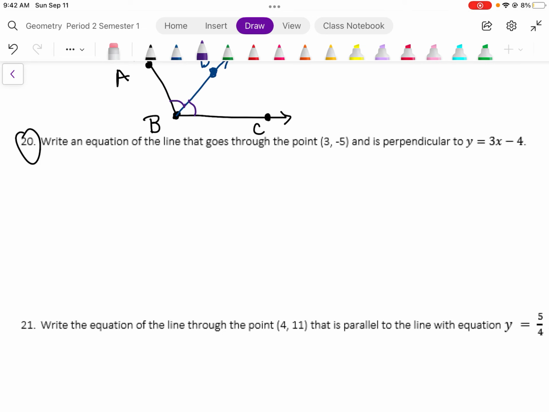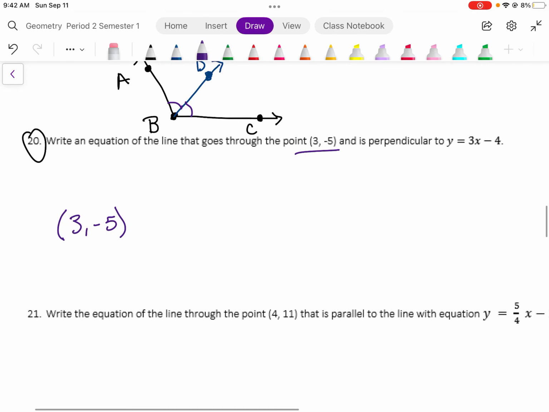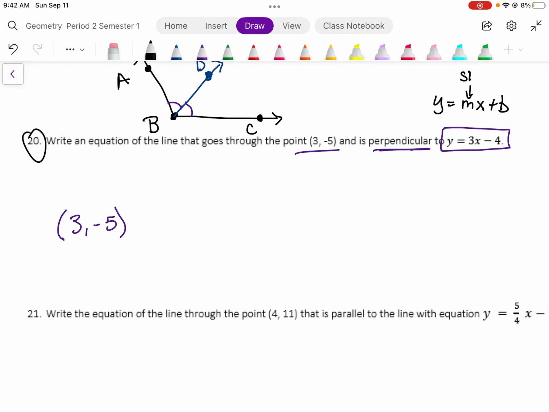Okay, now number 20. We are going to write an equation of a line that goes through the point (3, -5) and is perpendicular to y equals 3x minus 4. So this is what we went over on Friday. So remember, we have slope-intercept form. The number in front of x is our slope. So we know the regular slope is equal to 3.